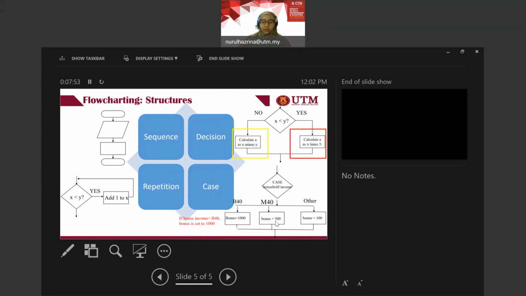Case 2 is the household income in category M40. The bonus given is 500. Other than those two cases, a bonus of 100 will be given.